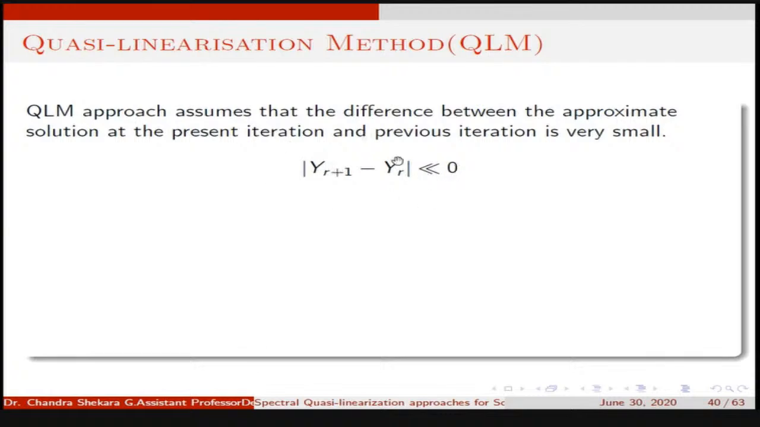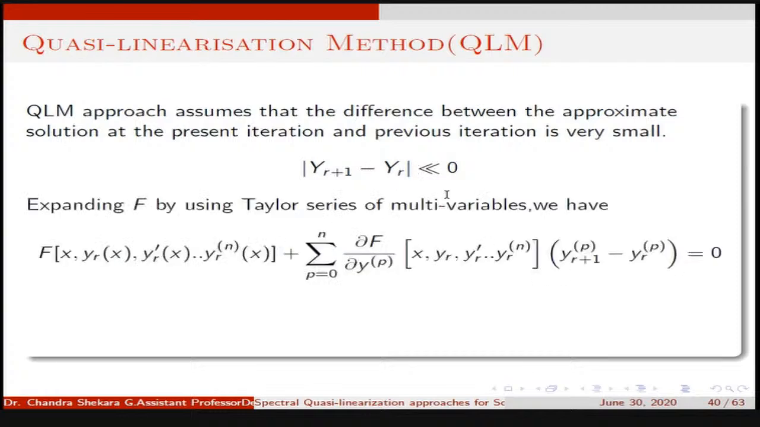If this difference is very small, then we can expand the nonlinear operators as a Taylor series in multiple variables about the point y_r. Therefore, wherever you have a nonlinear term, it can be decomposed into values at the previous iteration and values at the present iteration. So we use the Taylor series expansion in multivariables to expand the nonlinear operator about the assumed solution y_r. This is the Taylor series expansion. Since the right-hand side of the nonlinear operator is 0, the entire infinite series is equal to 0.